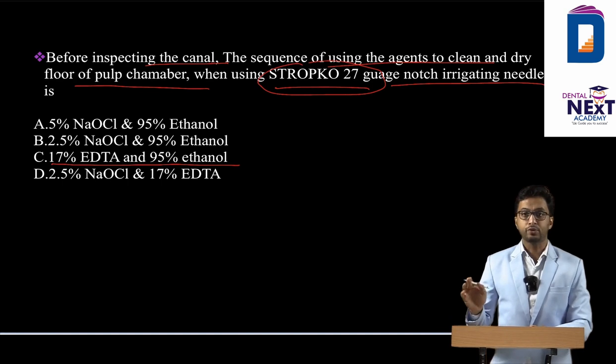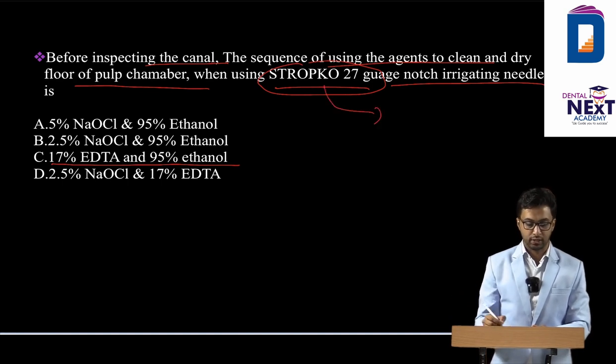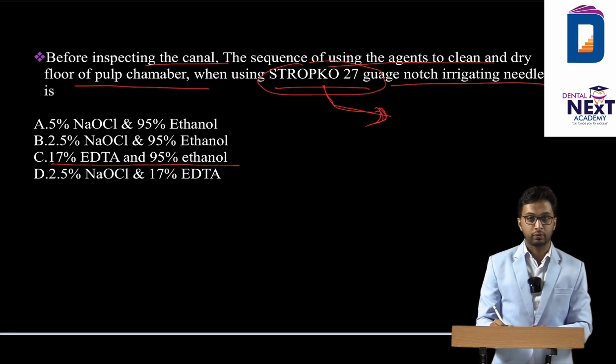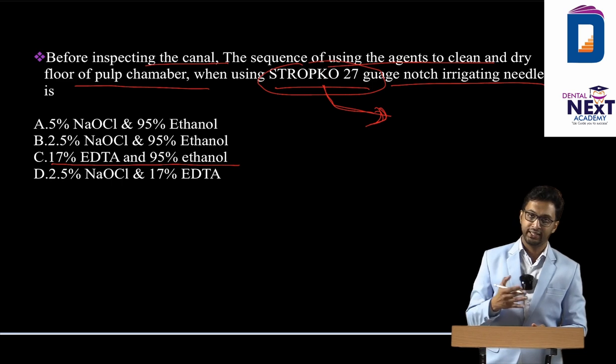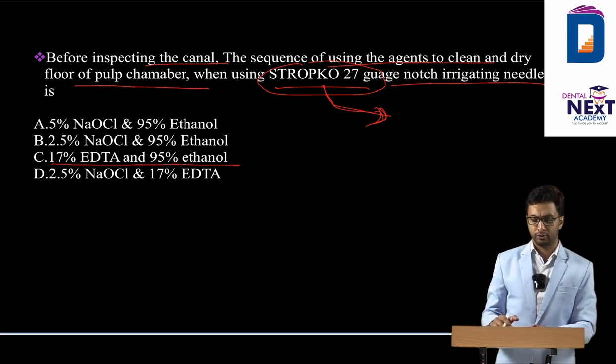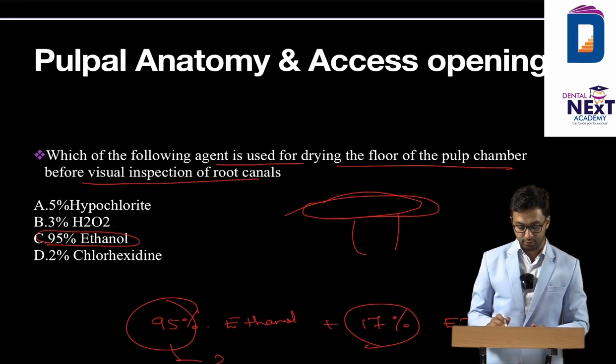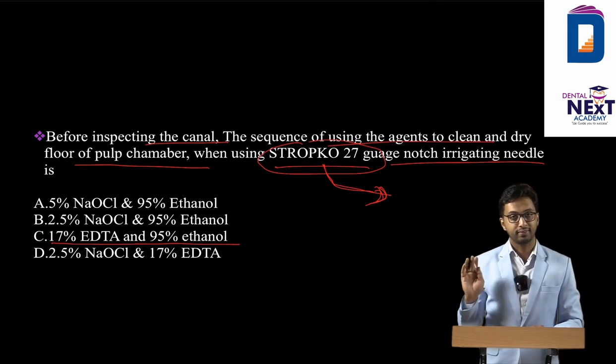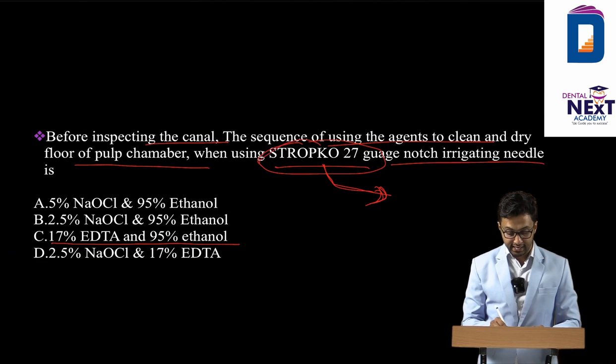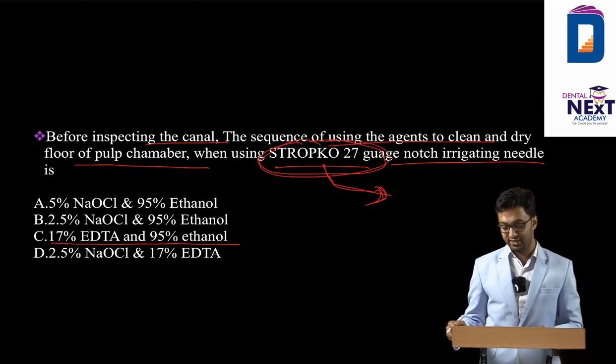I'm sure many students who wrote this answer, since this was last year's question, know that we sequentially use 17% EDTA and 95% ethanol, because the year before that they asked this question, isn't it? So they know the answer. But when they say this is a Stropko 27 gauge needle, they think it is something different. No, it is the same. This is how they confuse you.